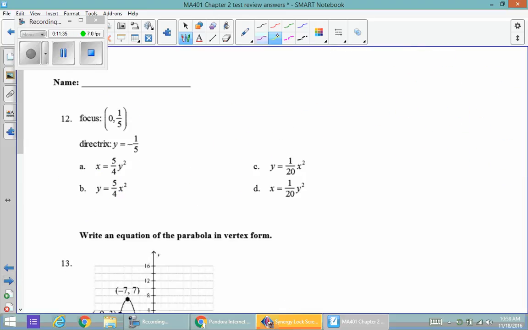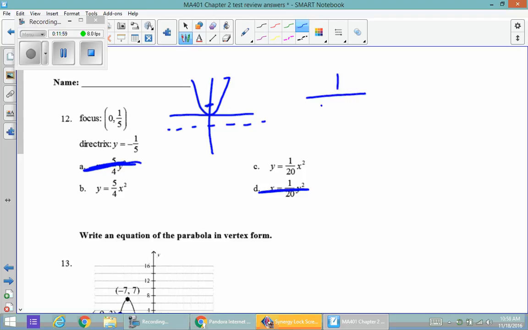Okay, so focus is up here somewhere. Directrix down here somewhere, which means it opens this way. So go back to that last page. Remember what that means? That means it's an x squared, so cross off the y squareds, and that means it's positive. Oh, well, both of these are positive, so let's go ahead and figure it out.